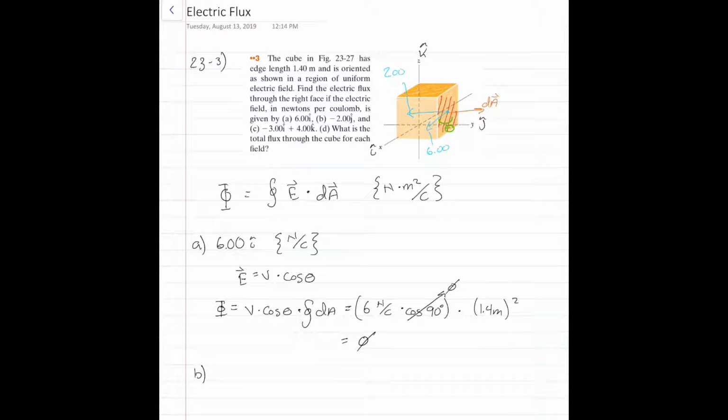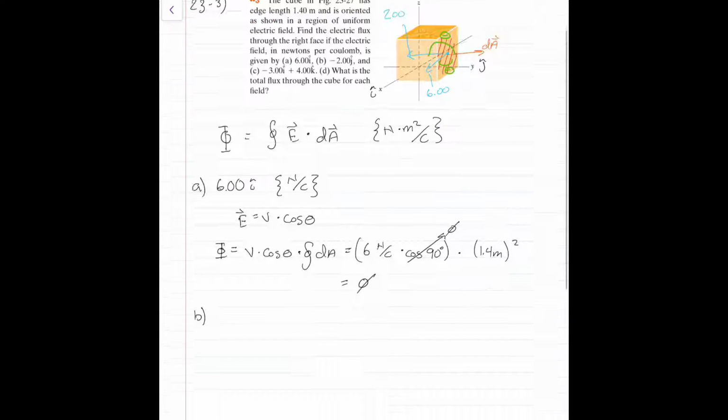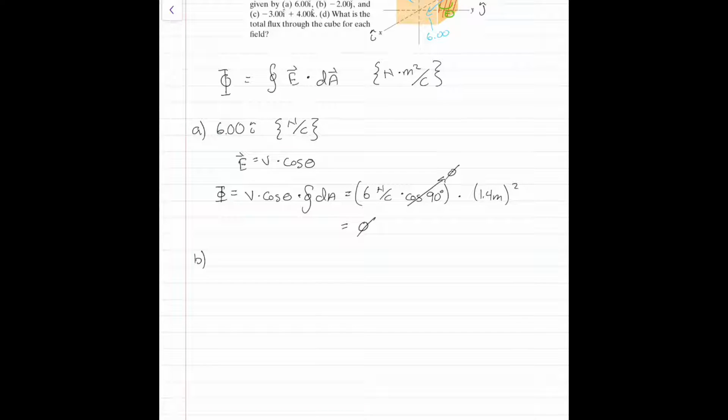So this forms another angle. We can see here an angle of 180. So if we go ahead and plug that in to our electric flux equation, again, we're working with minus 2 J, that's Newton per Coulomb. So if we go ahead and plug this into our electric flux equation, we get E cosine theta, the dot product with the differential area.